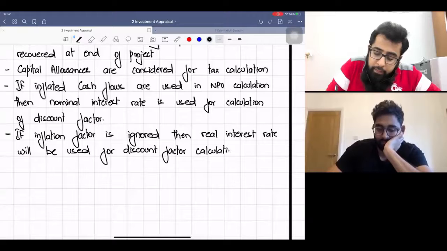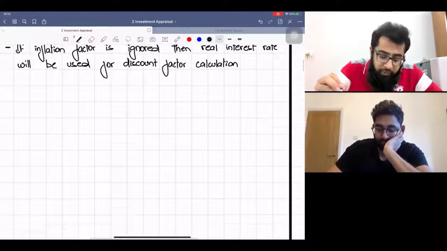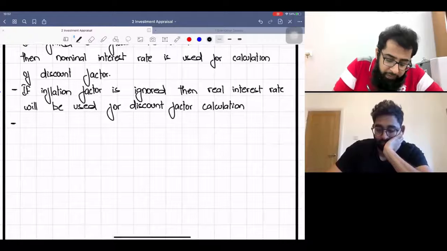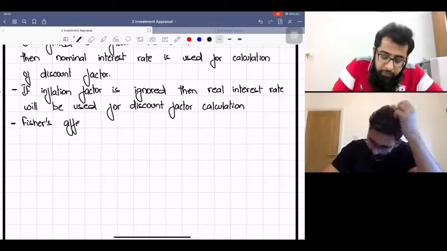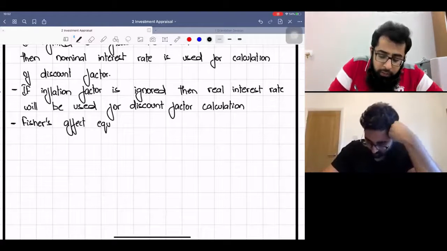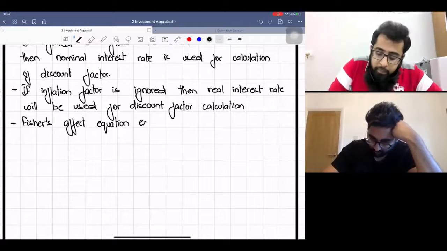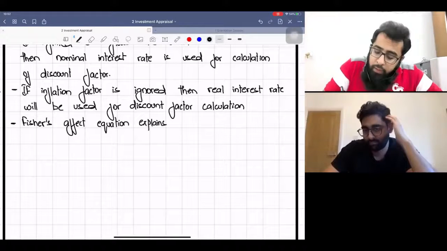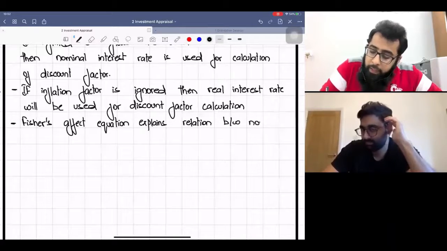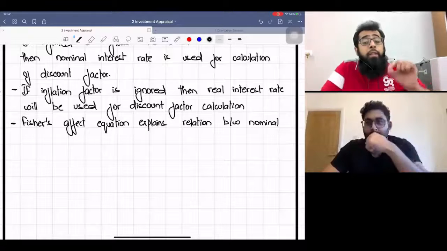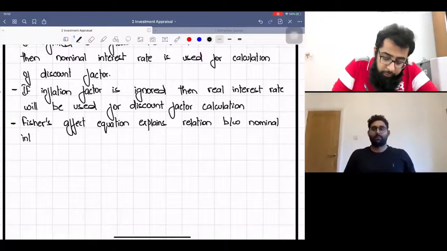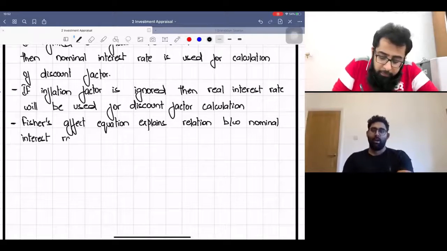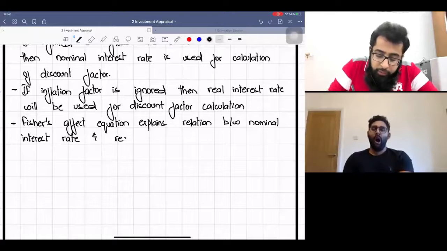There is an equation of Fisher's effect. Fisher's effect equation explains the relation between the nominal interest rate and the real interest rate. Nominal interest rate is the one which includes the impact of inflation, and real interest rate is the one which does not.